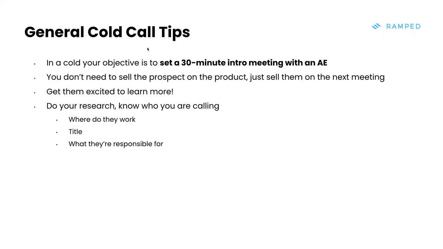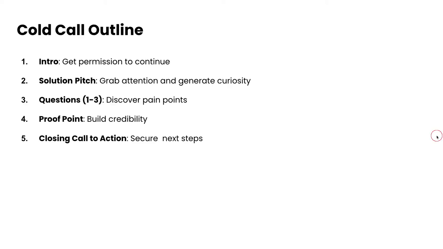All right, jumping into some general tips before we get into the nitty-gritty. Number one, remember, your objective here is just to set up that next meeting with the account executive. That's almost always the objective on a cold call. You don't need to oversell the prospect on the product. Just get them excited enough to talk to you more. All you're trying to do is pique their interest, get them a little bit excited to learn more. And it's always important to do your research. Know who you're talking to, know their title, what they do, what they're responsible for, so that you can tailor your talk track even better.